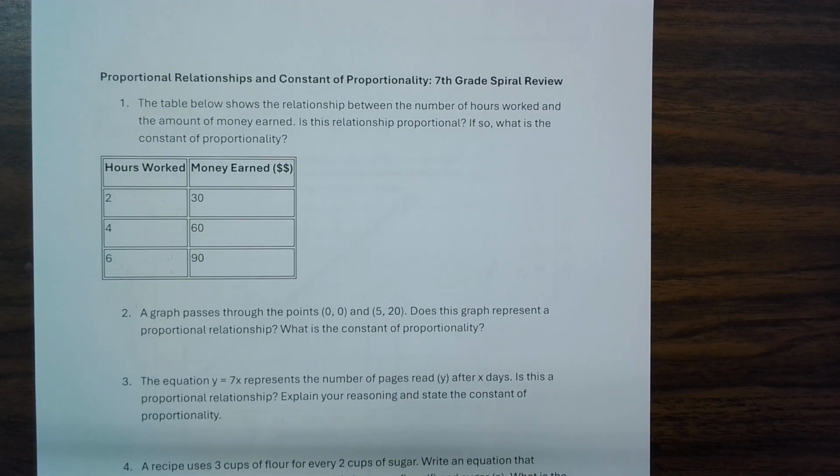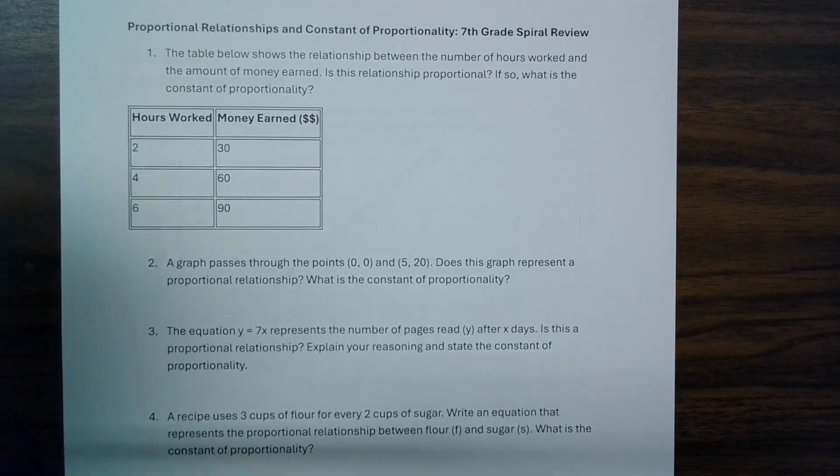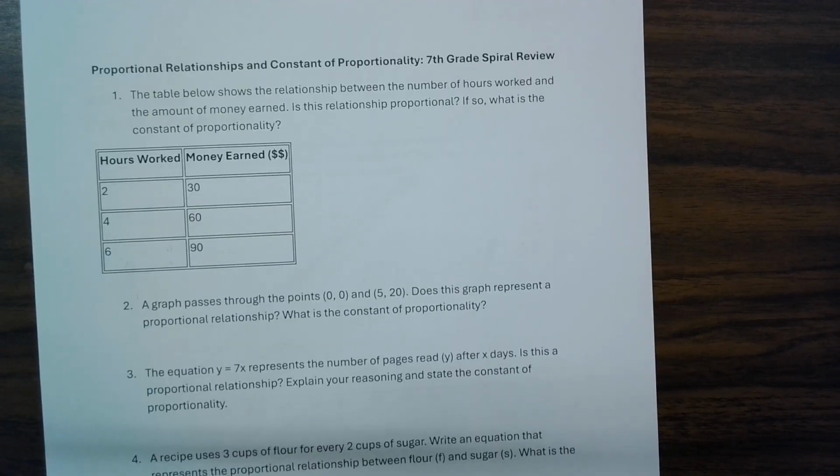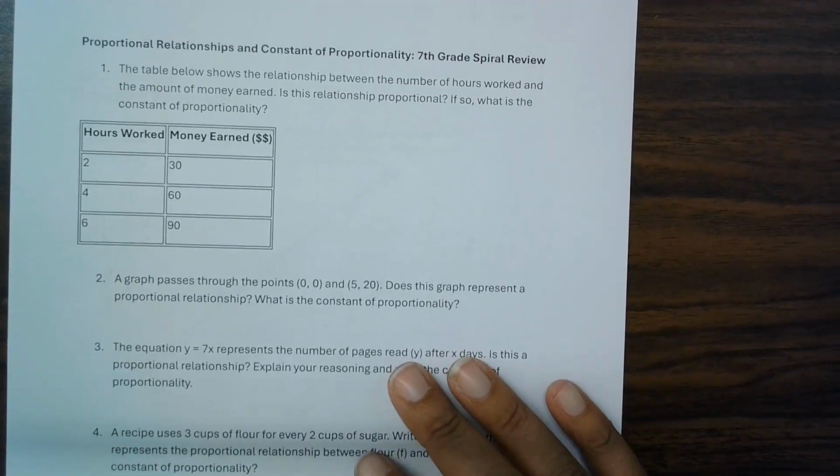I'm going to review Unit 2 with you. This is going to be a two-part series. This is just part 1, which mainly focuses on COPs and recognizing what makes it a proportional relationship or not. We're going to look at a few of these problems, go over them, and review and see if you remember what we've done in Unit 2.